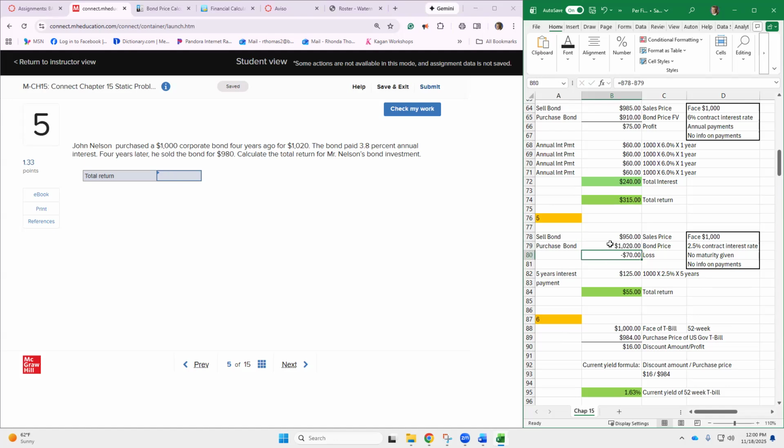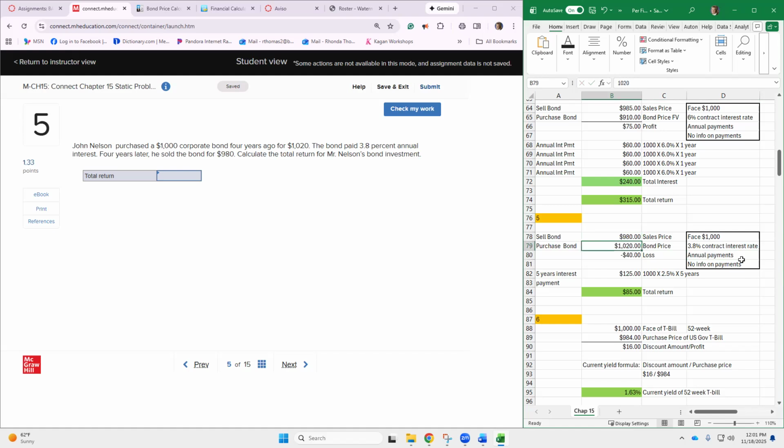of $1,020. Okay, it says the bond pays 3.8% interest annually. So 1 payment a year. Okay, and I'm going to put annual payments. All right, and then 4 years later, he sells the bond for $980.